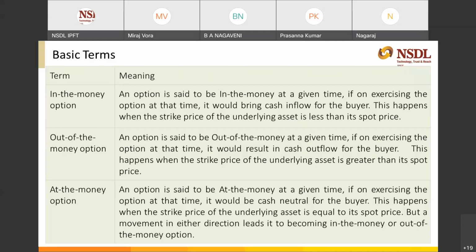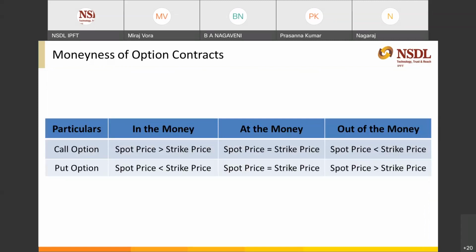When there is no intrinsic value or negative intrinsic value, that means that option is out of the money. And when the current price and the strike price are the same, we say that option is at the money. Now, once we put this concept for calls and puts, when your current price is higher than your strike price, that would have an intrinsic value for a call option. That means it will be in the money.